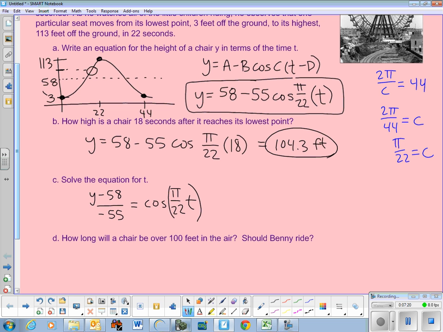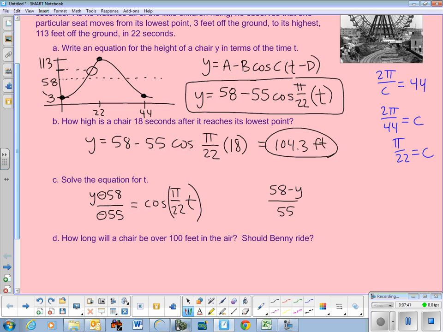Then I'm going to, I don't really like this negative down here. It just bothers me. So I'm going to factor a -1 out of both of those and make that 58 minus y over 55. I didn't have to do that. I just don't really like that negative being there.